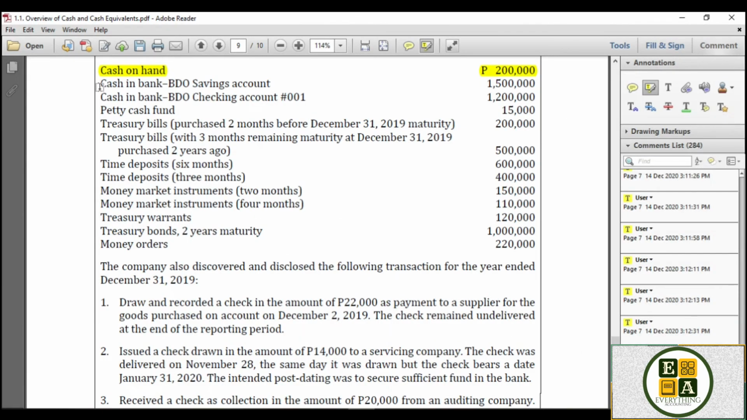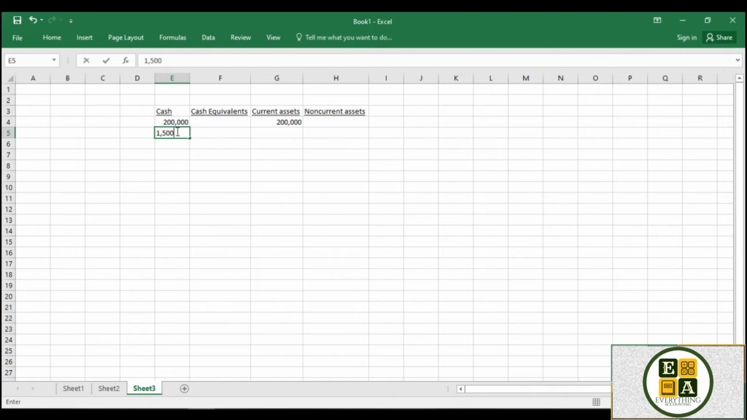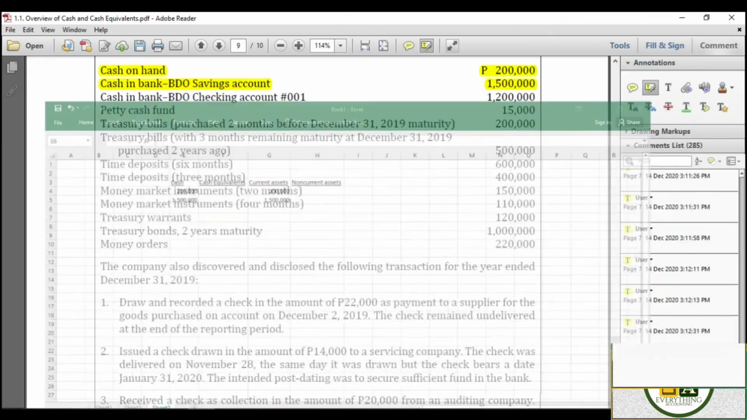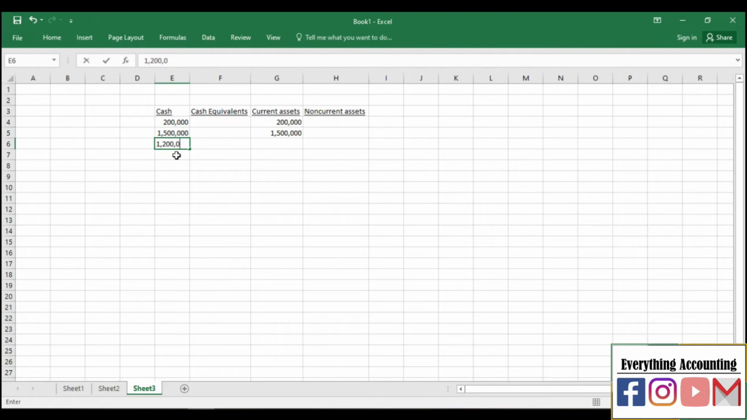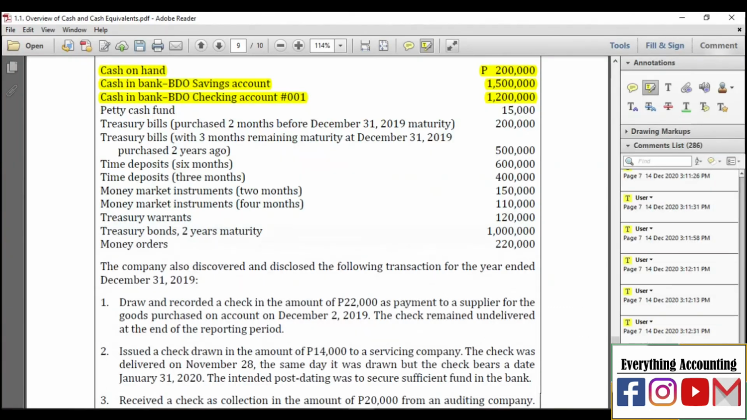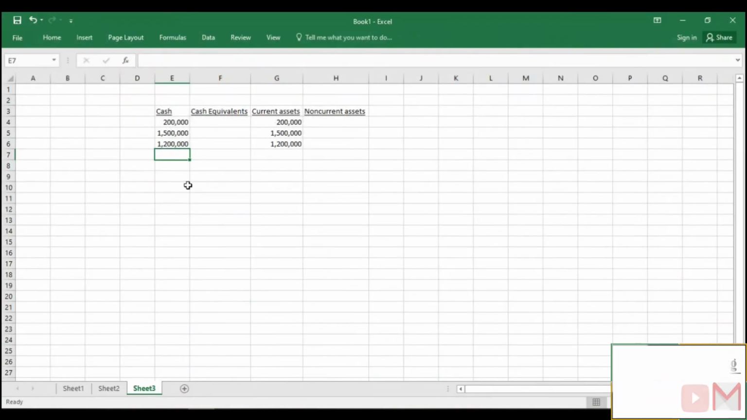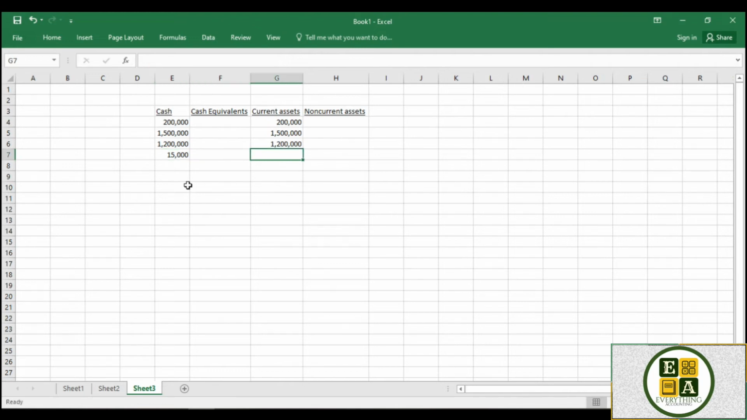Then, yung cash in bank, video savings, pasok din as cash. 1,500,000. Then yung cash in bank, video save checking, pasok din yan as cash, 1,200,000. Pasok din as current asset. Then petty cash fund, pasok din yan as cash. Parang the same lang actually kayo na sa problem 1. Nag-combine lang natin, may ineliminate lang tayo ng mga items. Okay?